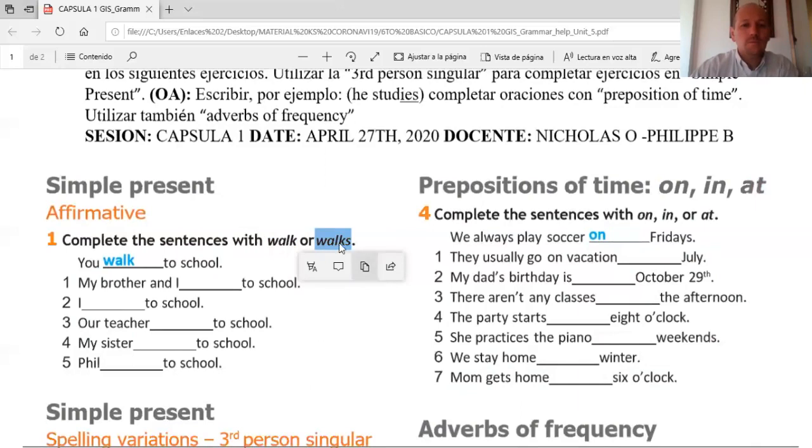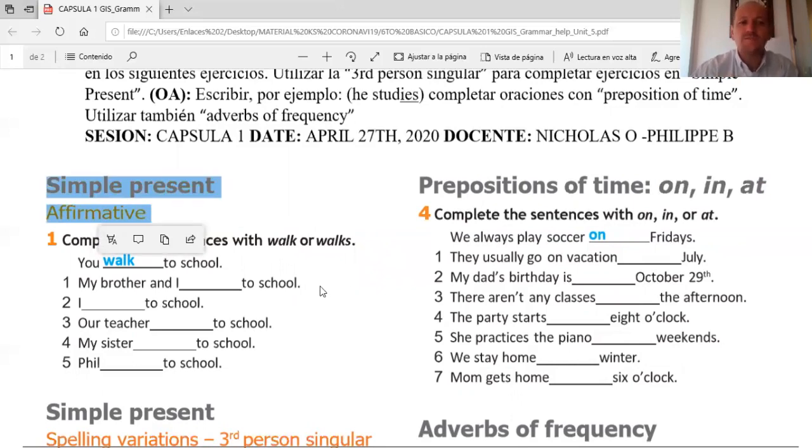Pero ocupamos walks. Le ponemos una S para los sujetos he, she, it. Siempre van a ser esos tres amigos. He, she, it. Siempre va a ir el verbo que sea, siempre va a ir con una S final, siempre que estemos en presencia de la forma afirmativa del simple present. Okay? Just in the simple present affirmative form.